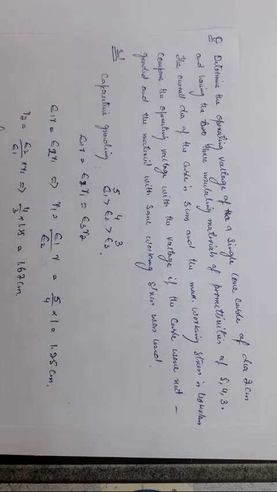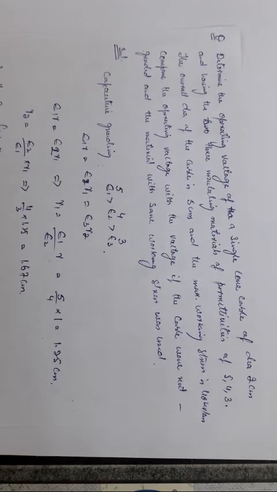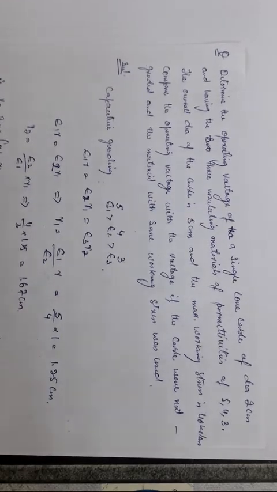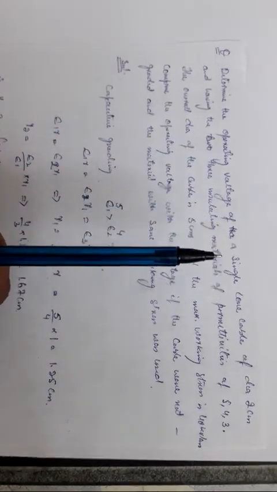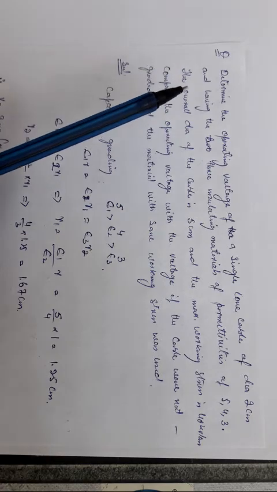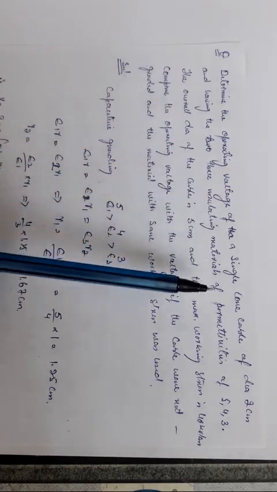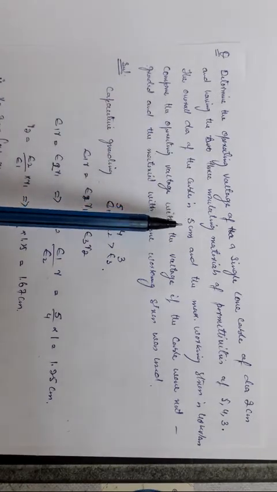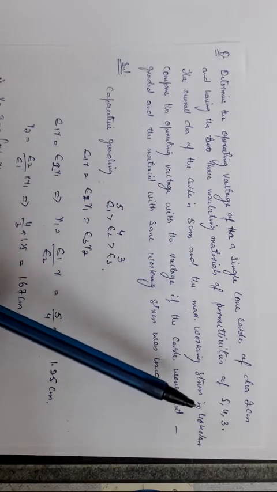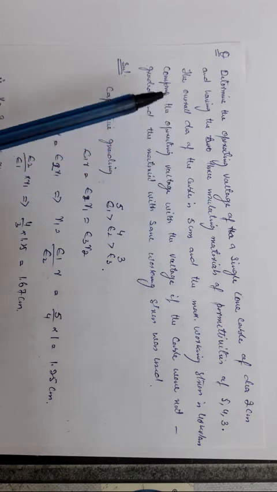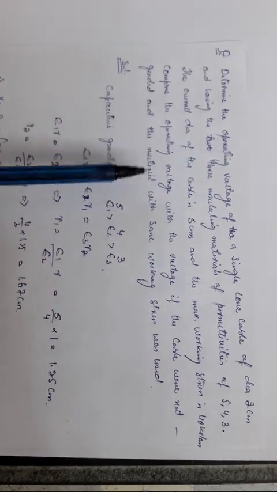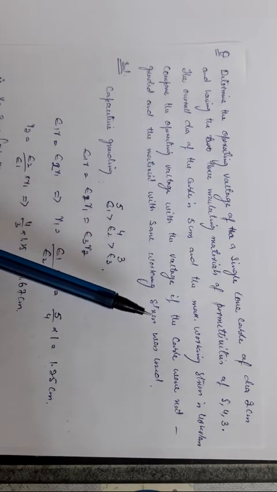Again a similar question, slightly different, but this is where we use the same dielectric stress in every material. Determine the operating voltage of the single core cable of 2 cm having three insulating materials of permittivities 5, 4 and 3. The overall diameter of the cable is 5 cm and the maximum working stress is 40 kV per centimeter. Compare the operating voltage with the voltage if the cable were not graded and the material with the same working stress was used.